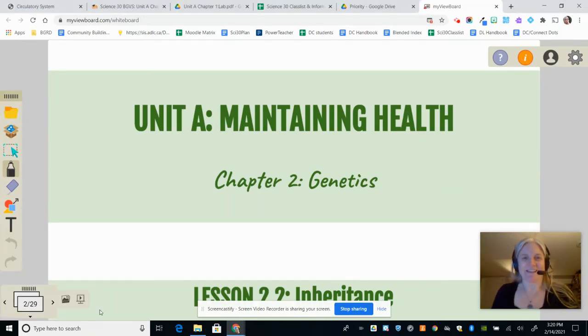Welcome back to Science 30, Unit A, Chapter 2 on genetics. And this is the second lesson in this unit or chapter, and it's on inheritance. So we're going to dive deeper into how these alleles work together to pass on these different characteristics.